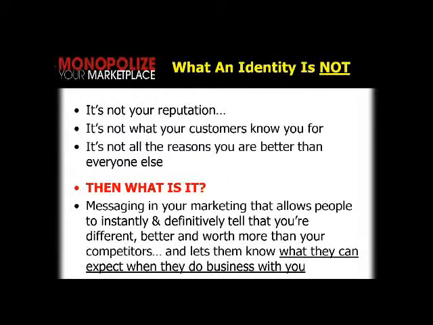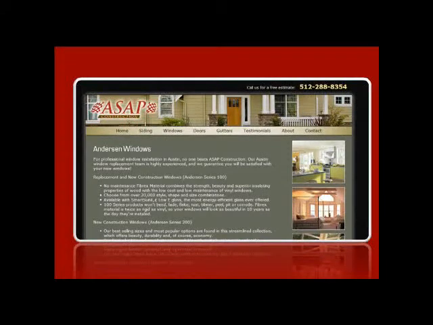Here's a good example of a crummy identity. ASAP Construction, Anderson Windows. For professional window installation in Austin, no one beats ASAP Construction. Our Austin window replacement team is experienced, and we guarantee you will be satisfied with your new windows. Now, here's an interesting little anecdote for you about this website. This is the number 1 first thing that comes up on organic search, SEO, when you type in replacement windows into Austin, or at least it was when I did this exercise. It's been a little while, maybe a year or a year and a half ago. It might be different today. But at that time, this was the number 1 thing that came up.